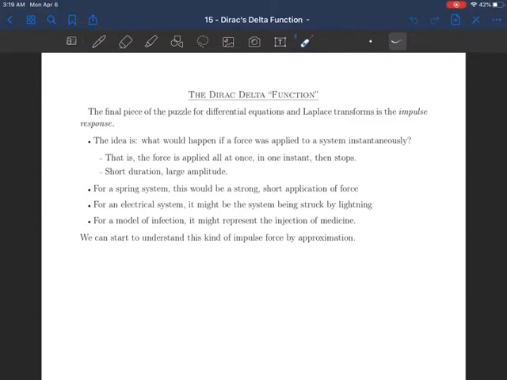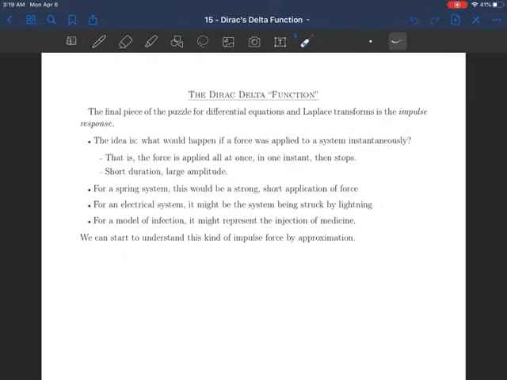For a spring system, this would represent that you have a spring that can move on its own, but you're applying a short, very forceful, instantaneous force. For an electrical system, which is also modeled by the spring equations, this could be something like being struck by lightning. Suddenly, there's a ton of voltage in the system, and then it's done, right? It's not coming in anymore, but that can leave a lasting effect on the way the system behaves.